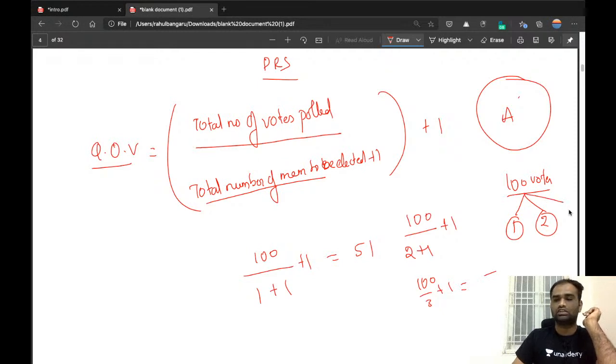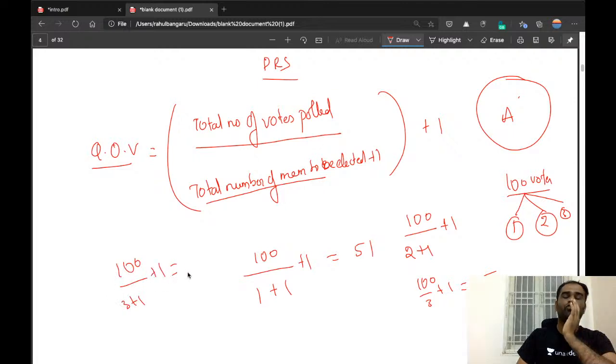Now if 3 members were to be elected from this constituency A, what will be the formula? 100 divided by (3 plus 1), plus 1. What will be the quota of votes?